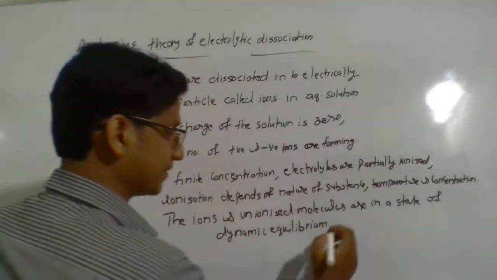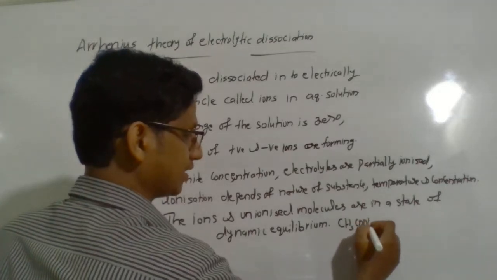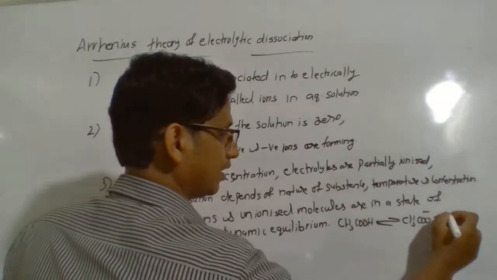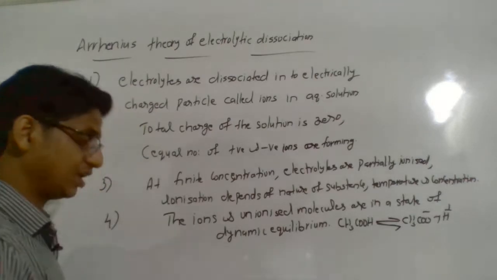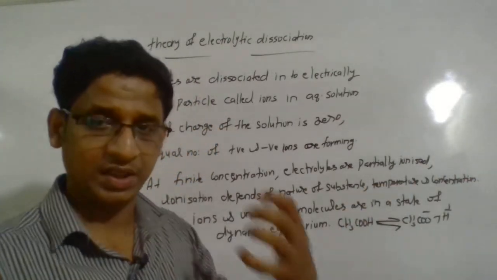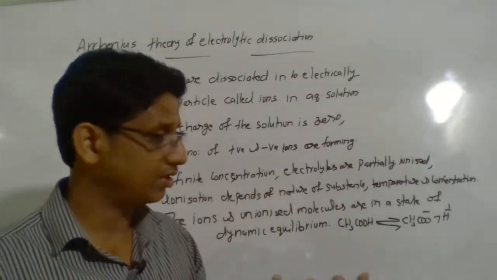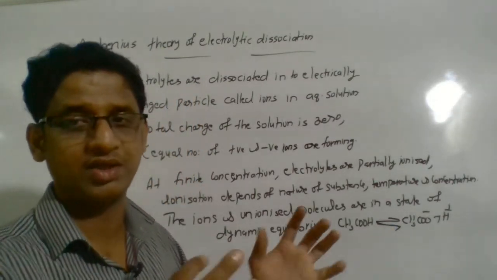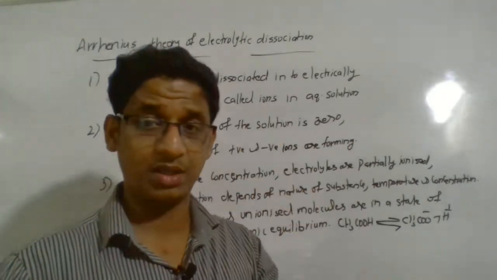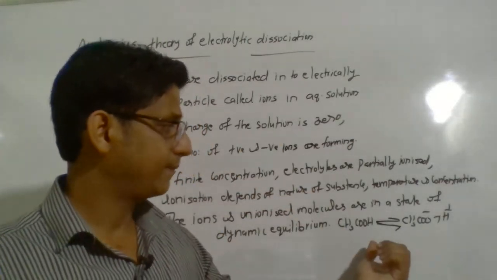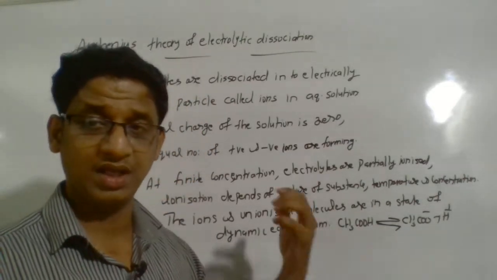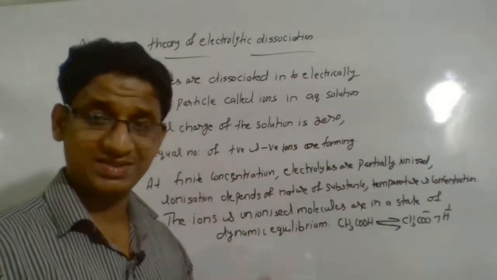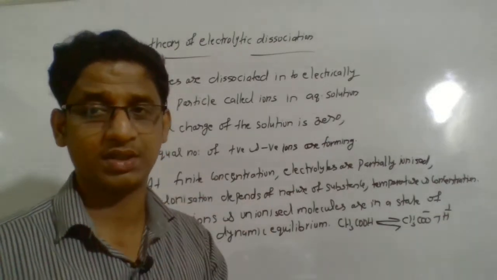For example, you can represent it like this: acetic acid, which is a weak electrolyte, undergoes partial dissociation to form acetate ion and H plus ion. Here you will see they form ions in aqueous solution only partially, but still ions are there, and the ions and the unionized molecules are in equilibrium with each other. The equilibrium is also dynamic in nature. What do we mean by dynamic? The rate of the forward reaction and the rate of the backward reaction take place simultaneously, which means they are in a dynamic equilibrium.